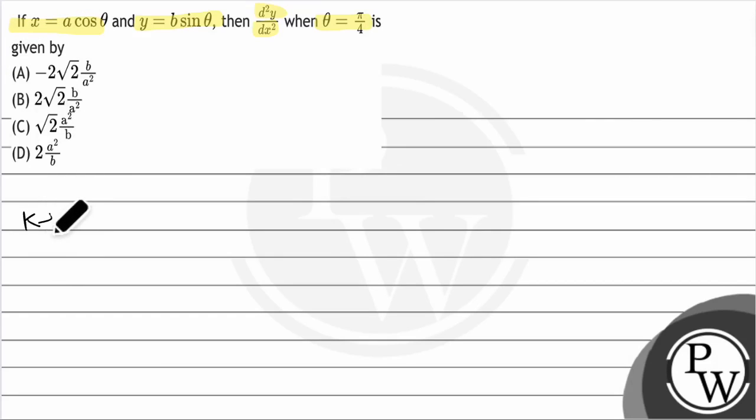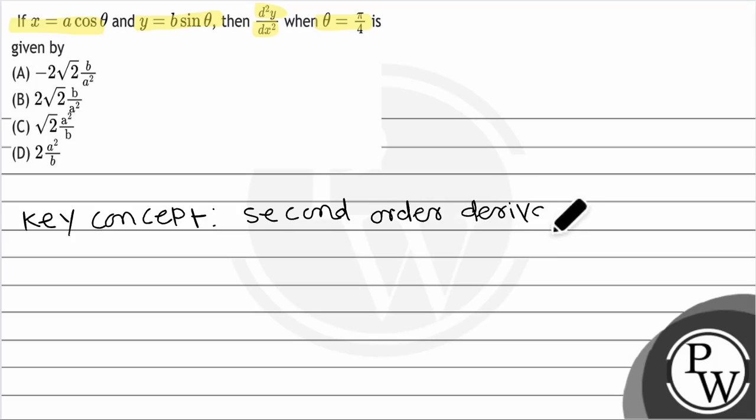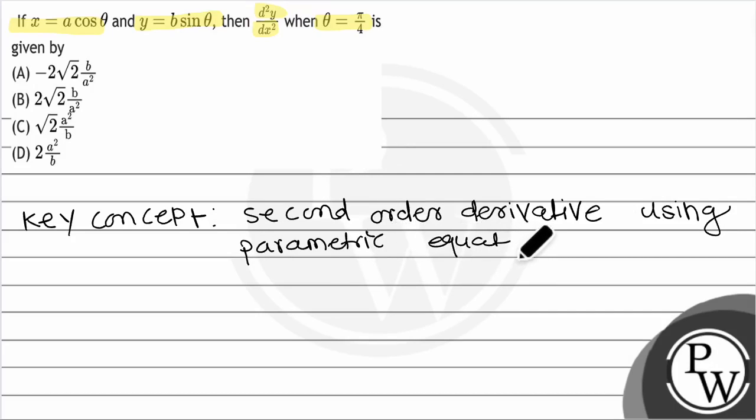So guys, mainly the key concept we use here is, what is the key concept? Second order derivative using parametric equations. Okay, so how we solve this?